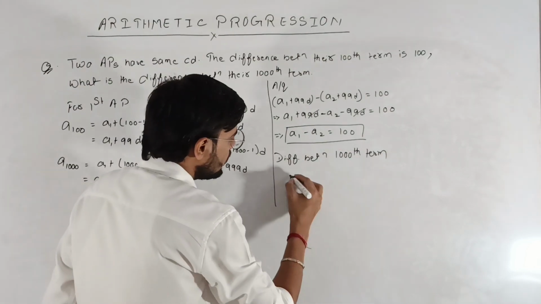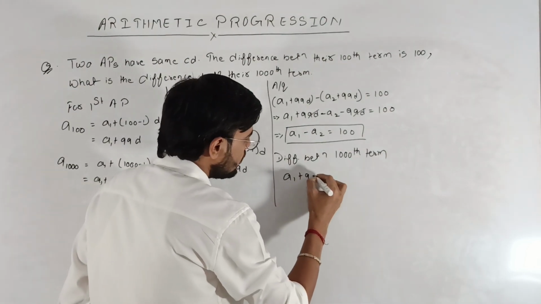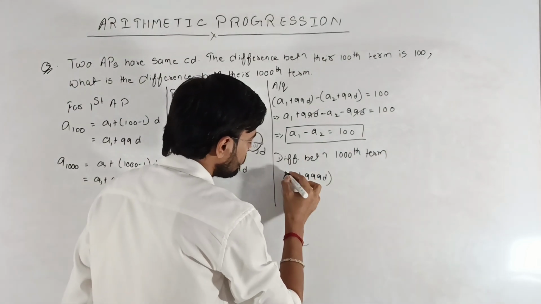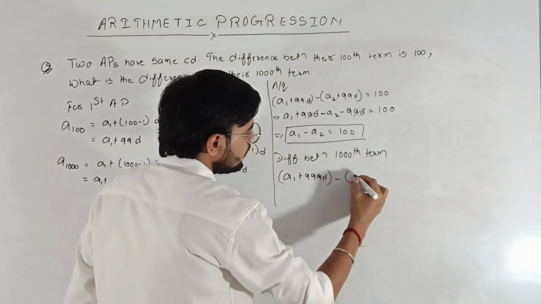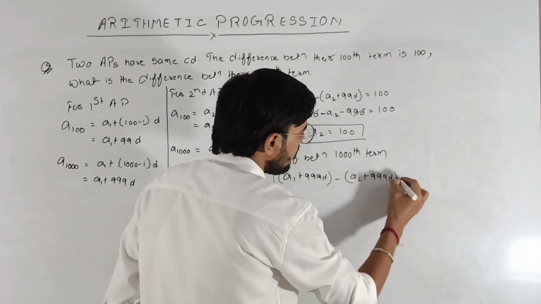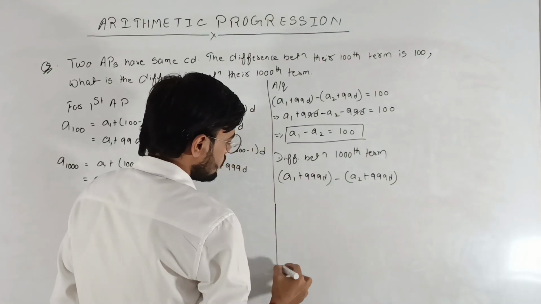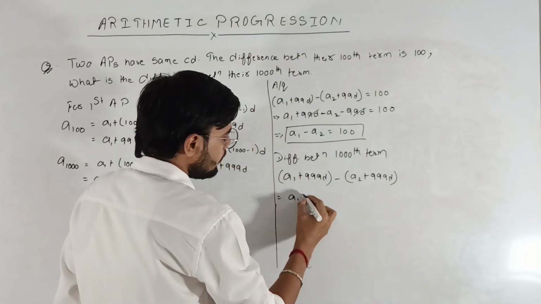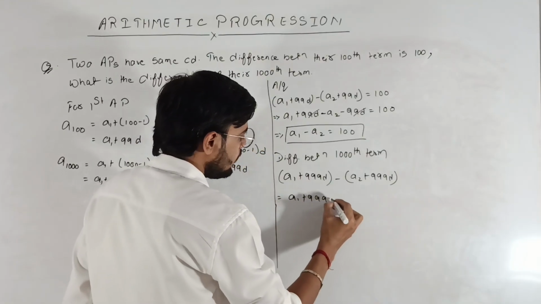So the difference between these two is A1 plus 999D minus A2 plus 999D. Okay, now subtract this one. So this is A1 plus 999D.